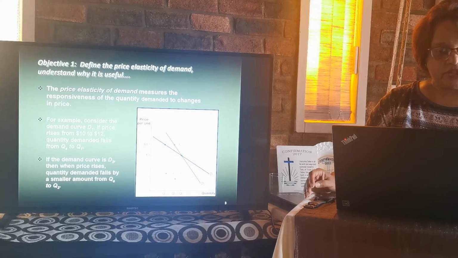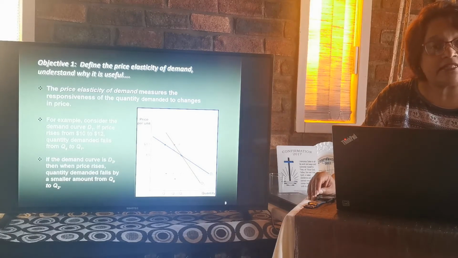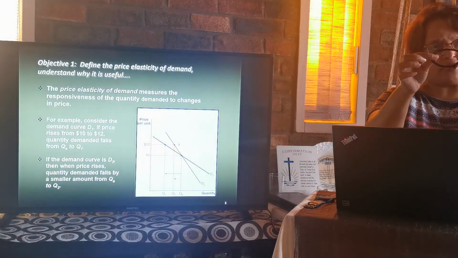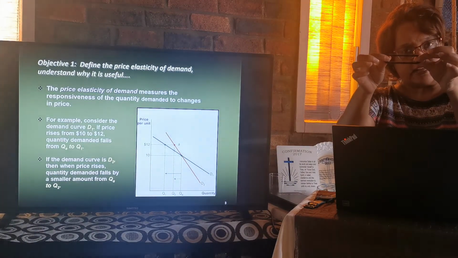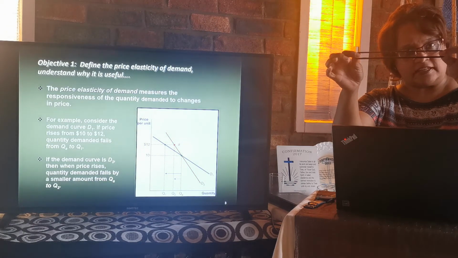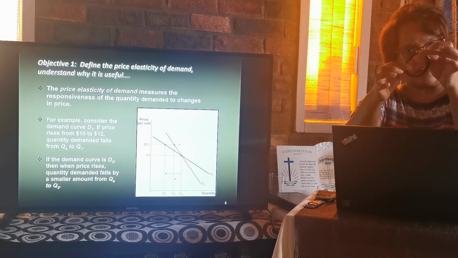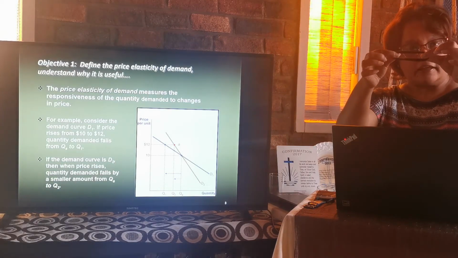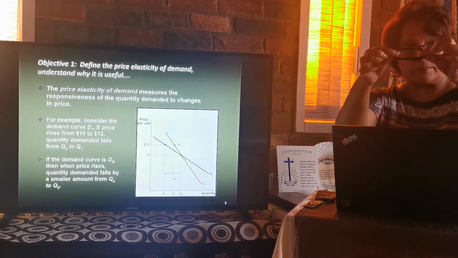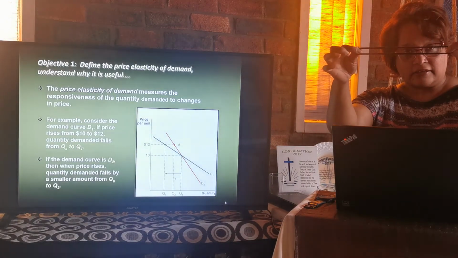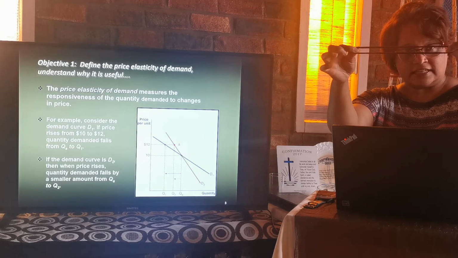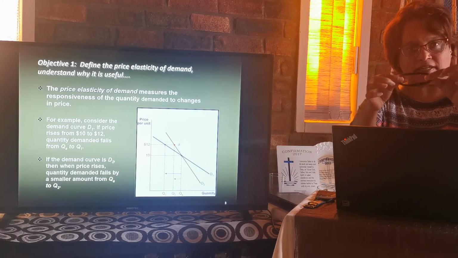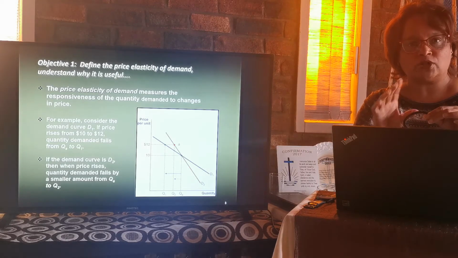So objective number one, the price elasticity, how can we define it? If I put pressure on this elastic band and I stretch it, it will obviously have a reaction. This reaction we call responsiveness. If I apply some power to the elastic band, that is the motion that we're doing. Now we're looking at economics. If we're going to adjust the price in a certain way, the demand will change.